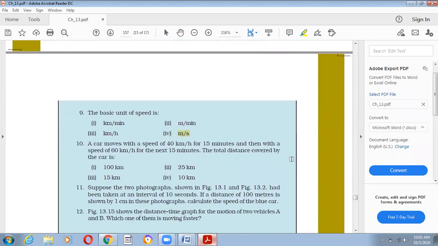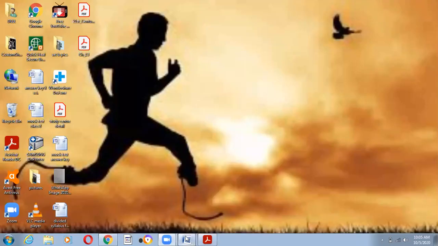The next, a car moves with the speed of 40 km per hour for 15 minutes, then with a speed of 60 km per hour for 15 minutes. The total distance covered by the body. So you have to calculate it, but very carefully. Let me show you the solution of this so that there should be no confusion.